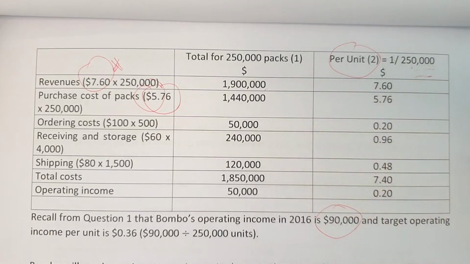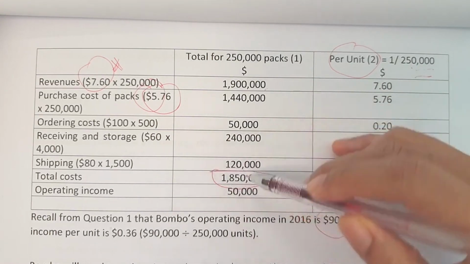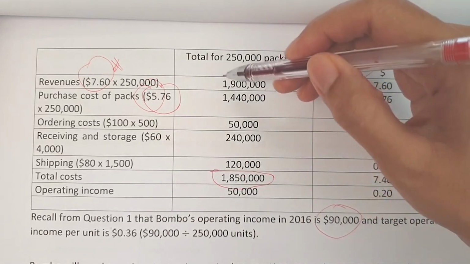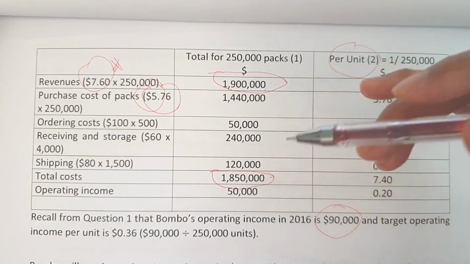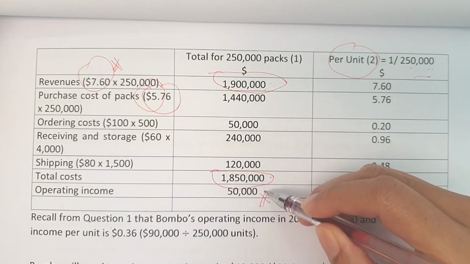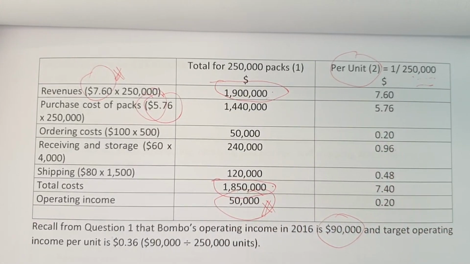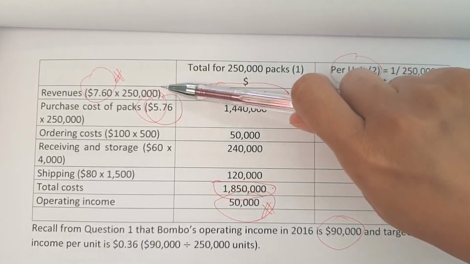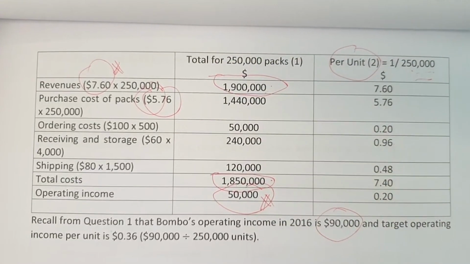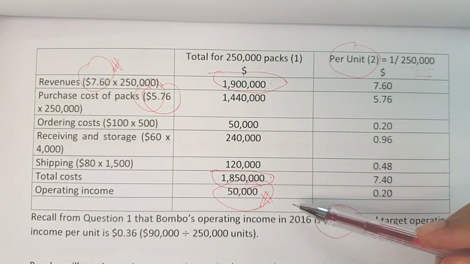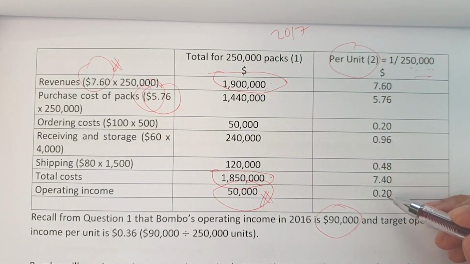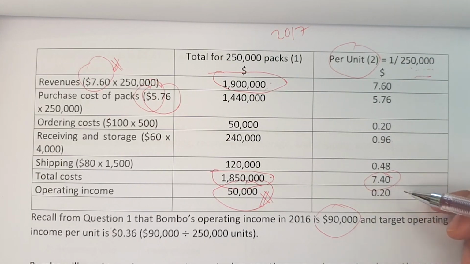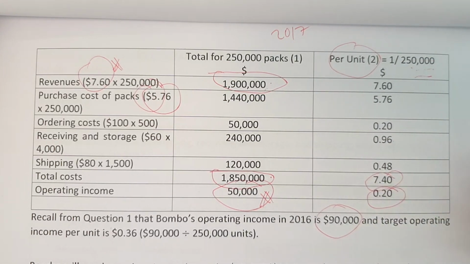If we look at this calculation, you can see that the total cost is 1,850,000, while the revenue is 1,900,000, and if we subtract, we get an operating income of just 50,000. So after considering the new price for revenues and the cost, the total operating income that Bombo can get in 2017 is just 50,000, and this is the total cost per unit, 7.40, and this is the operating income per unit, that is 0.20.